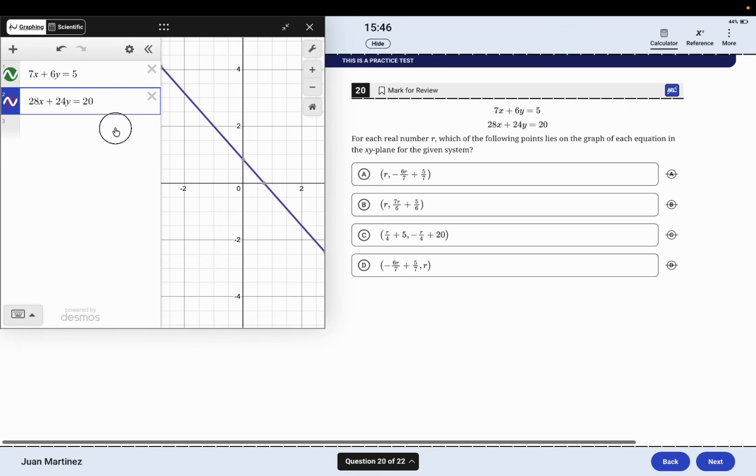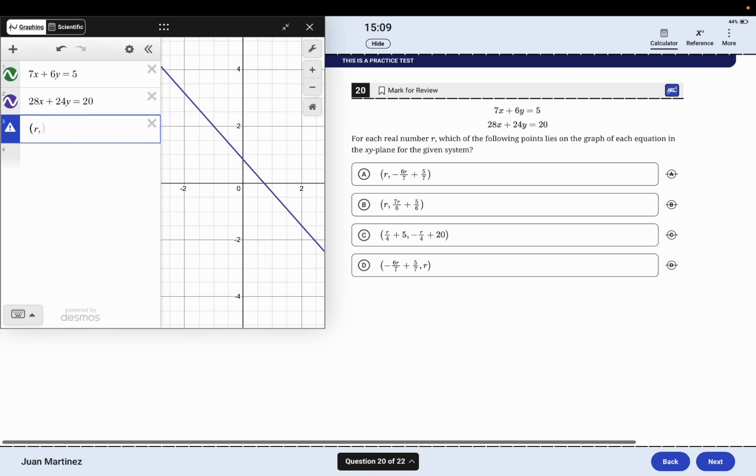So it's essentially asking whatever the r is. The r could be anything. It has to always be on this line, regardless of whatever r it is. Maybe there's an r that matches one or two of these problems, right? Maybe there's just an r that matches one of these problems, but it doesn't matter. It has to be for all r's, like all numbers. Okay, so like it says right here, for each real number r.